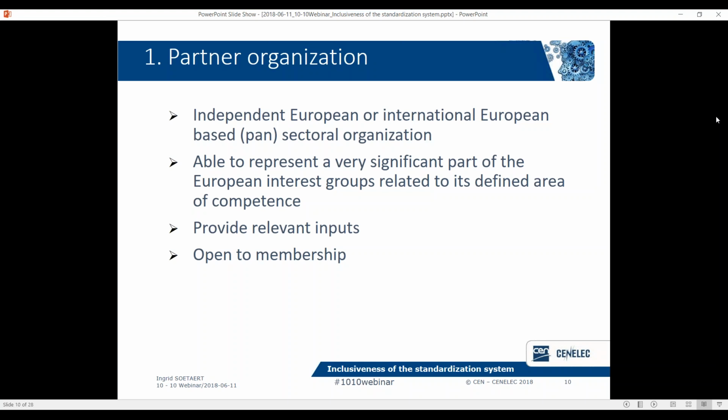In addition, the organization is able to represent a very significant part of the European interest groups related to its defined area of competence. The organization has to be willing and able to provide relevant inputs to the work of one or more CEN and/or CENELEC technical bodies. They have to be willing and able to actively contribute to dialogue with CEN and/or CENELEC governing bodies, and they have to be open to membership of appropriately qualified national organizations in the countries from the members of CEN and CENELEC. There are more requirements, but these are the most important ones.